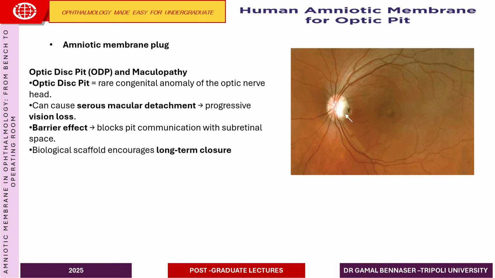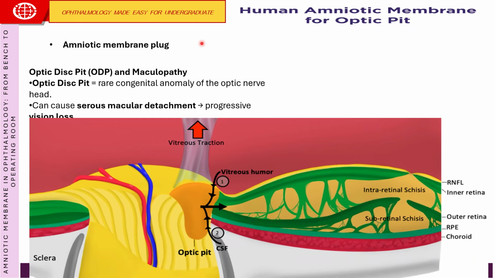Now we come to another application for the amniotic membrane in retinal diseases, namely in the optic disc pit. All of you know that the optic disc pit is a rare congenital problem that is usually associated with serous detachment of the macula. The role of the amniotic membrane here is to act as a barrier to prevent the leakage of this fluid to the subretinal space.